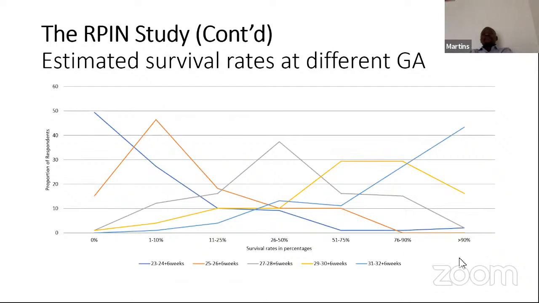So we look at estimated survival rates. These were just, we asked the doctors, what is the estimated survival rate. So it's based on individual responses. For doctors and nurses who have not taken care of a 24-weeker, for instance, they won't be able to answer the estimated survival rates for them.